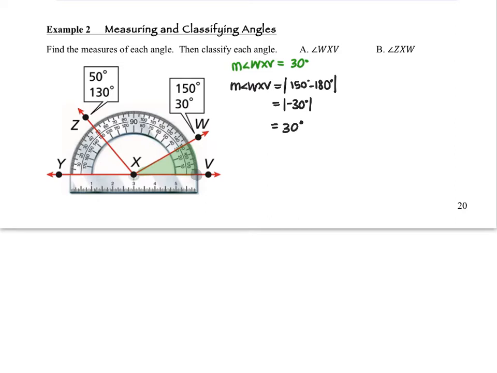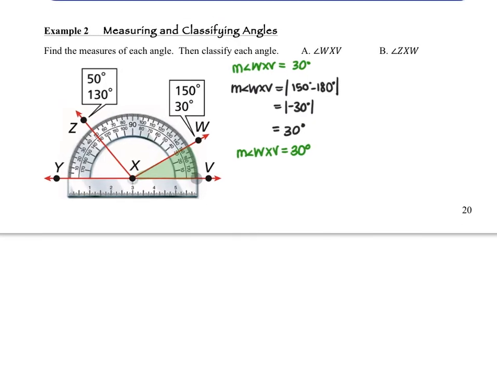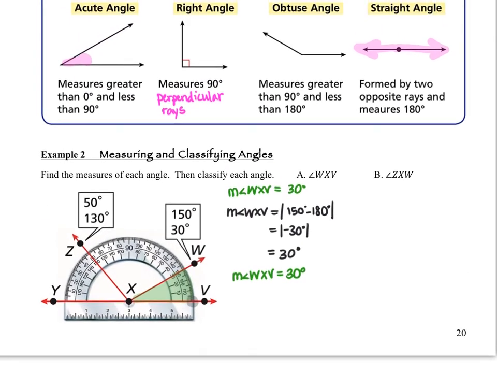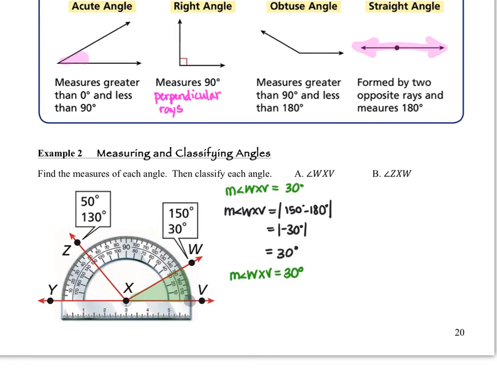The second part of the question says classify each angle. So we know that the measure, and I'm paying close attention to notation here because I want you to pay close attention to notation, so the measure of angle WXV measures 30 degrees. In order for us to classify, we have to go back and look at our definitions, and we know that if we have an angle that measures between 0 degrees and 90 degrees, then we classify that as an acute angle.